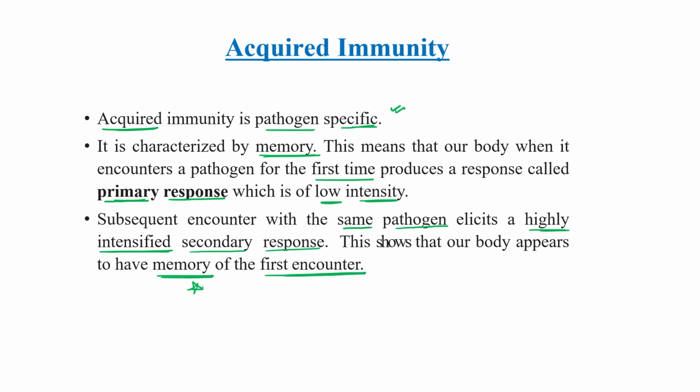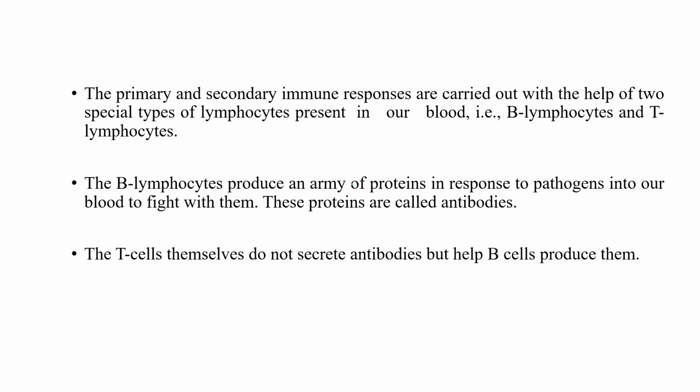Our body memorizes that particular pathogen and accordingly produces the immune power or antibody for it. Clear? So the primary and secondary responses are carried out by different types of cells. Two types of cells are mainly responsible for these primary and secondary immune responses. What kind of cells? B lymphocytes and T lymphocytes.